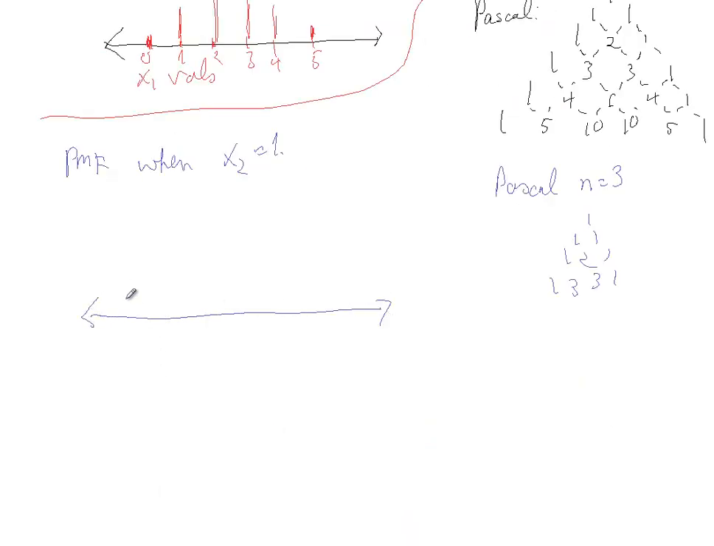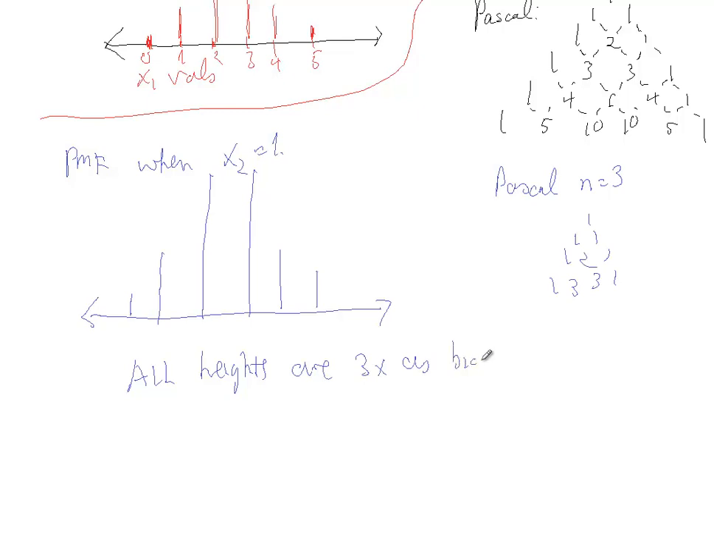Okay, so let me just indicate that. 3 times here, this one is going to be 3 times as big as that one. Next one is going to be 3 times as big as that one. And same with this one, and then this one, and then this one. I can say all heights are 3 times as big as the x2 equals 2 heights.